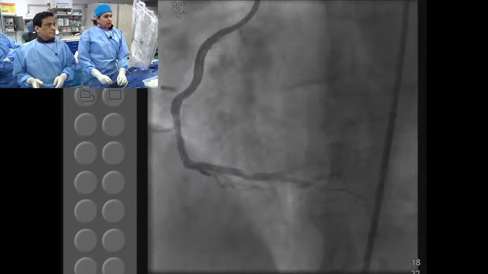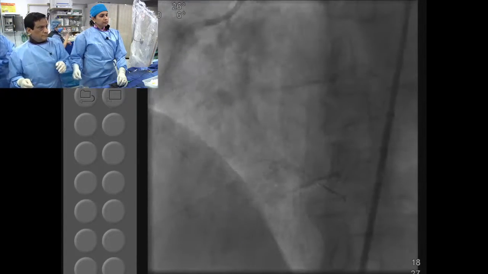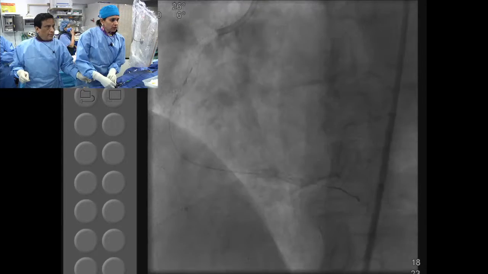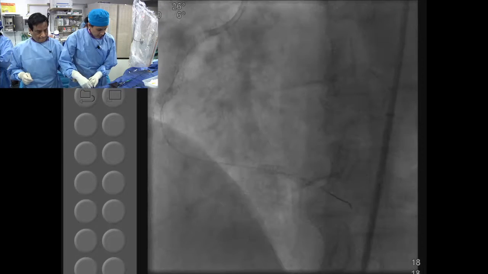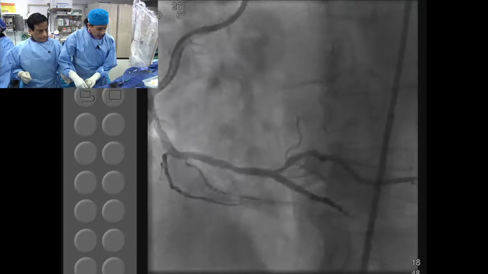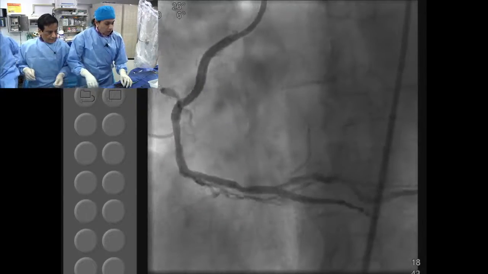We needed a longer one, despite that we went too much into the PDA. That's okay. Good. I think we don't have to post, right? Looks good. OCT. So Anu, what would you expect on OCT here? How would the side branch look now? Yeah, let's take a good side branch view in AP cranial.